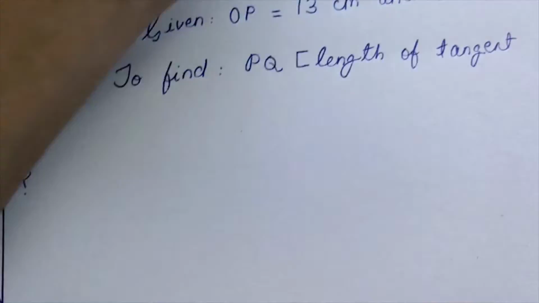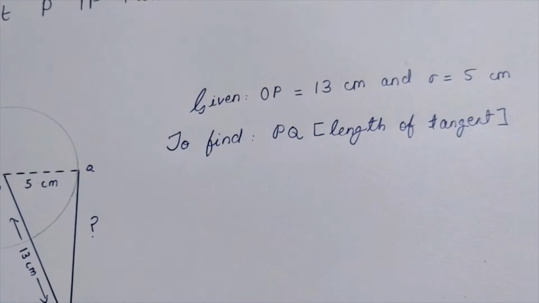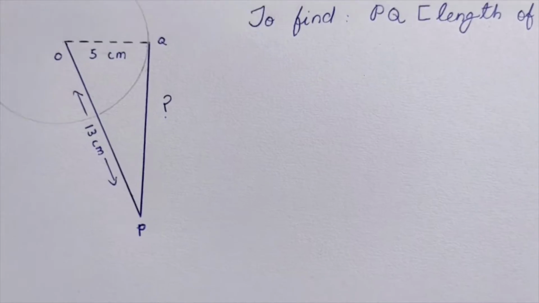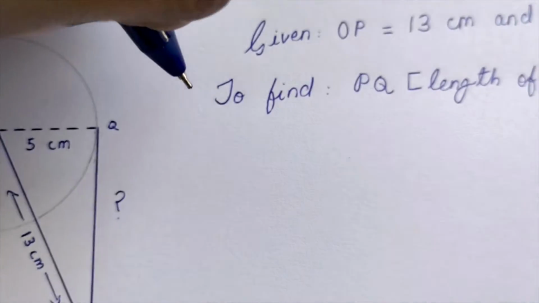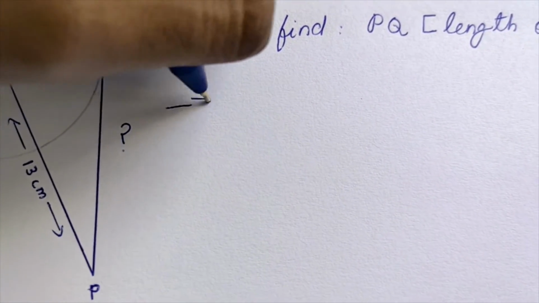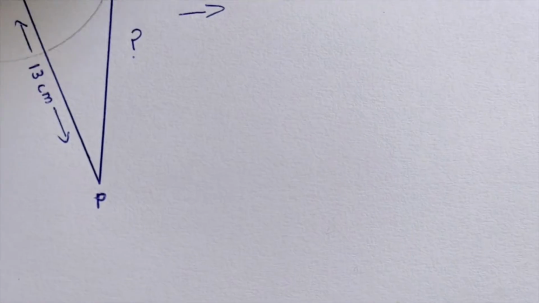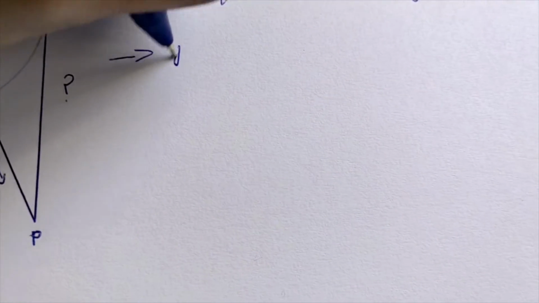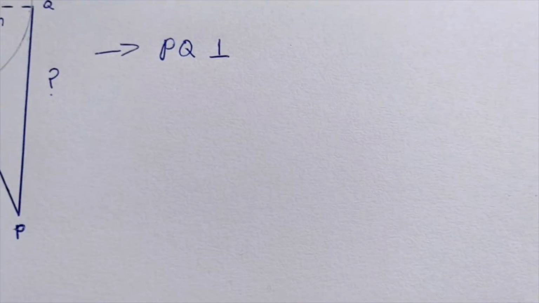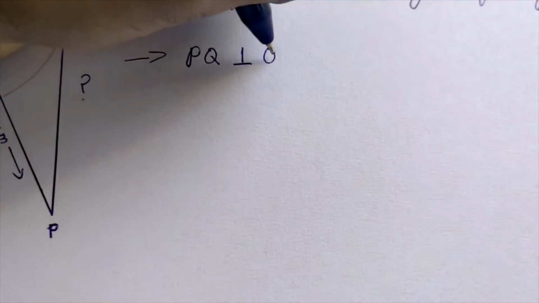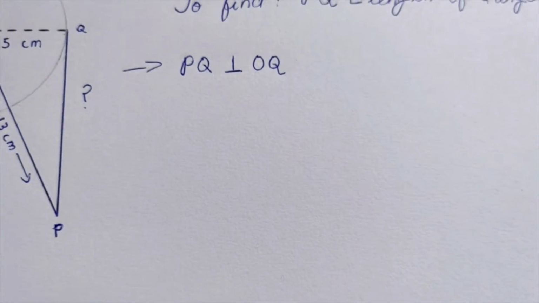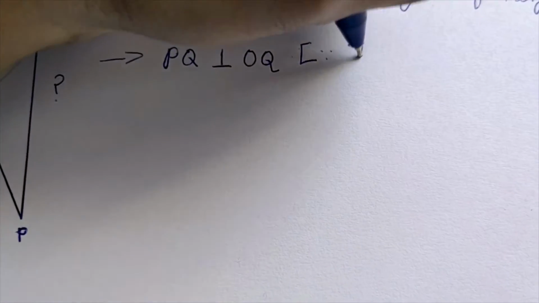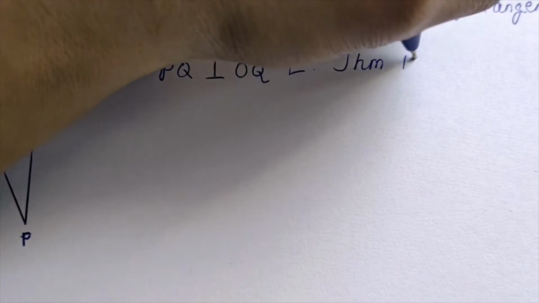So now that we've drawn the diagram and listed the given and to find values, we can start with the solving. We'll begin by citing a theorem from the textbook, Theorem 10.1, which states that a tangent is perpendicular to the radius of a circle at the point of contact. So here the tangent is PQ, and it's perpendicular to the radius OQ. And we always have to write down the reason behind this statement, which is Theorem 10.1. Always write the reason in parentheses.